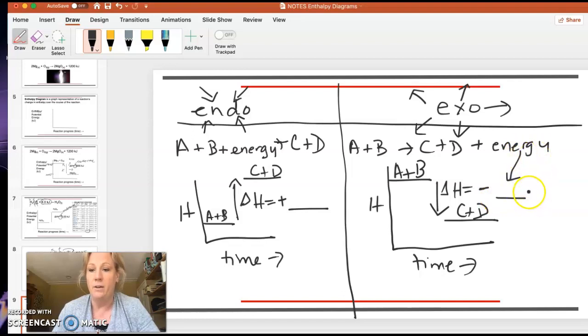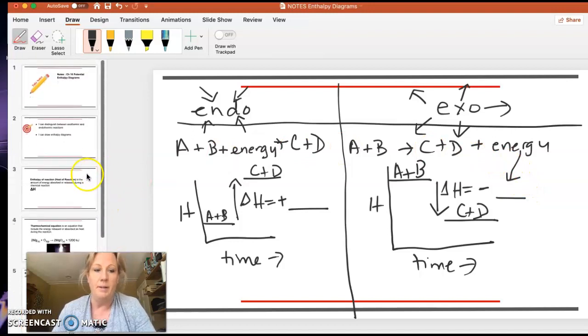And that energy value, most of the time it'll be kilojoules for what we're doing, but it could be joules, could be calories, kilocalories. So I hope that helps you guys understand enthalpy diagrams.